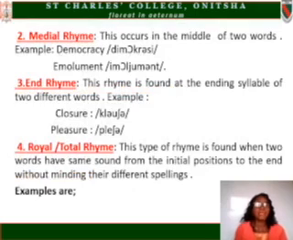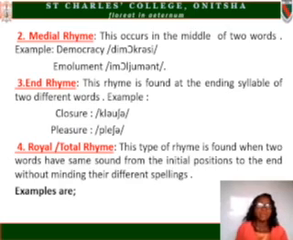We have medial rhyme. Medial rhyme occurs in the middle of two words. Example, democracy, democracy, emoluments, emoluments. If you look at the two words, you can see that they rhyme at the middle of each word. Mo and mo. Mo in democracy and mo in emoluments. So this is a medial rhyme.